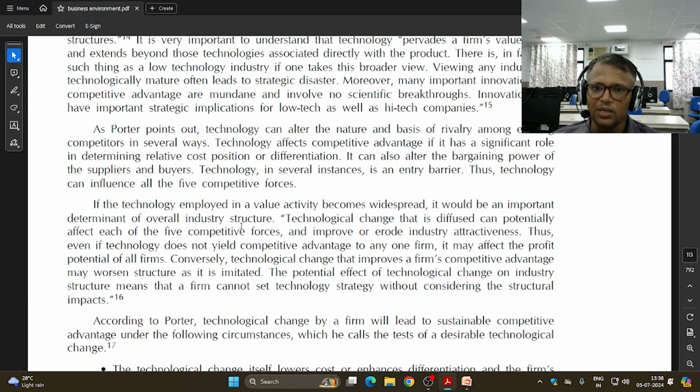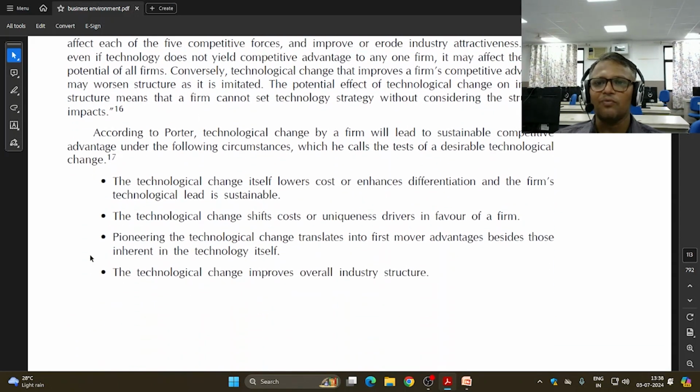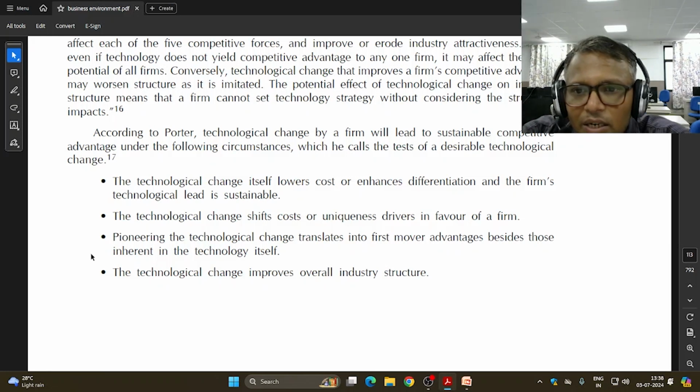But according to Porter, technological change by a firm leads to substantial competitive advantage under the following circumstances, which make it a desirable technological change. First, the technological change itself lowers cost or enhances differentiation, and the firm's technology lead is sustainable. Second, the technological change shifts cost or uniqueness drivers in favor of the firm. Third, pioneering the technological change translates into first mover advantage besides those inherent in the technology itself. Finally, the technological change improves overall industry structure.